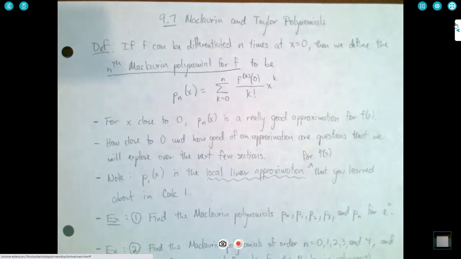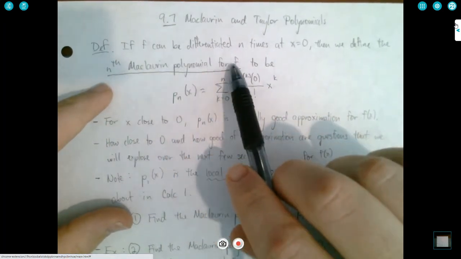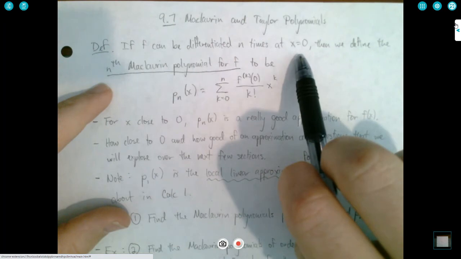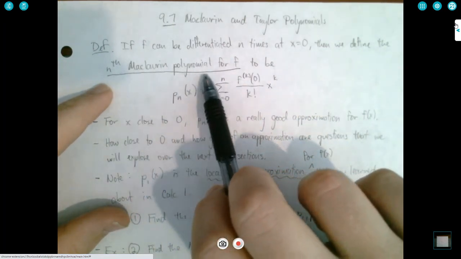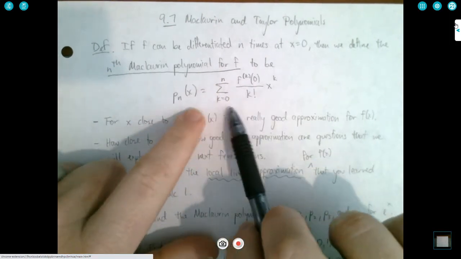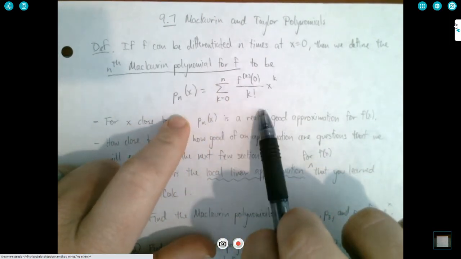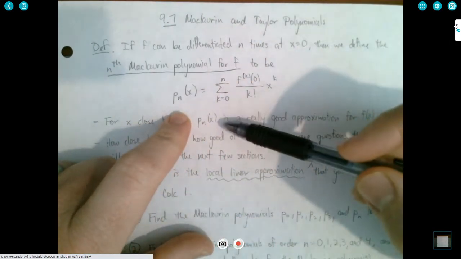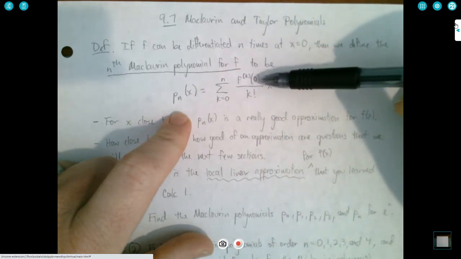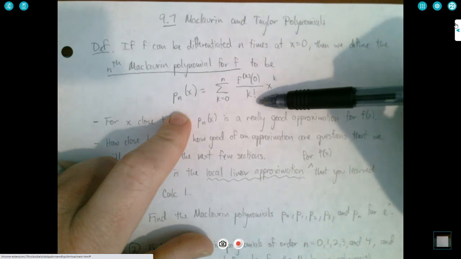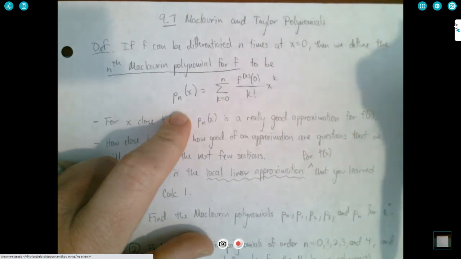And so here's how the Maclaurin polynomials are defined. If f can be differentiated n times at x equals 0, then we define the nth Maclaurin polynomial for f to be this piece of work here, right? So it's the sum from k equals 0 to n of the kth derivative at 0 divided by k factorial times x to the k power.